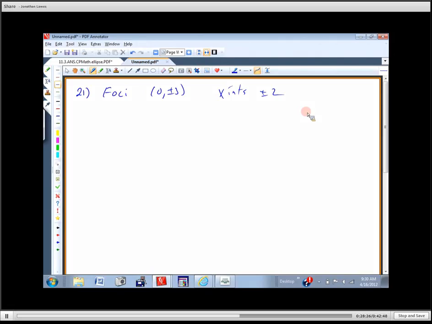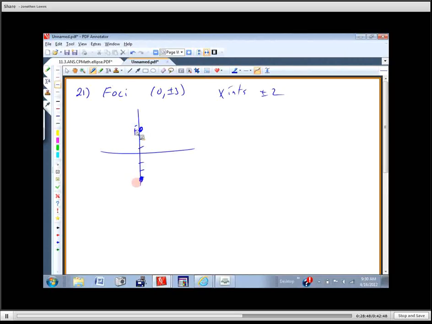Again, this is typically where people struggle. Given information about an ellipse, come up with the equation. So let's sketch this really quickly. Foci at 0 plus or minus 3. 1, 2, 3. 1, 2, 3. Please don't mess up the x and the y axis. Here's a focus, and there's a focus.